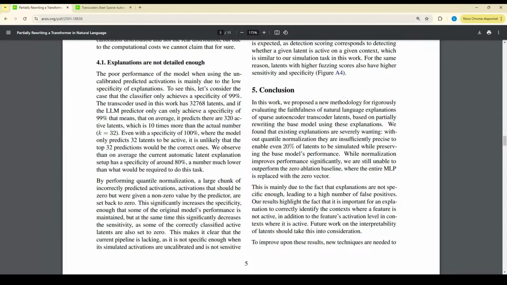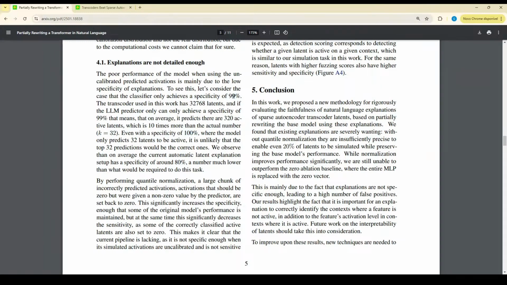So even if you have a specificity of 100%, meaning that you get this 32 correct, you're still predicting 320 others as active. And now you have to decide from these 350 latents which ones of them are active, which obviously will make you, even if you have a specificity of 100%, at the end of the day, have less than 100% because you have to select from these 350 only 32.